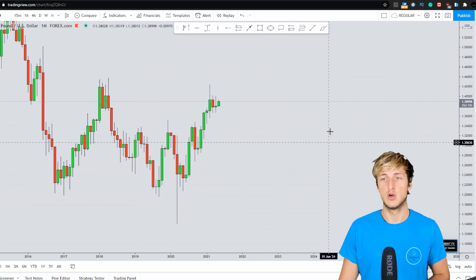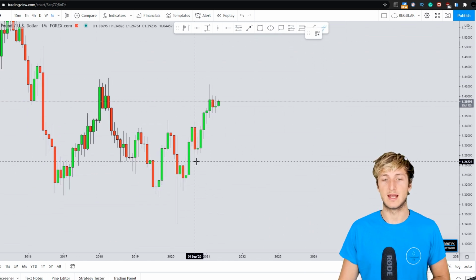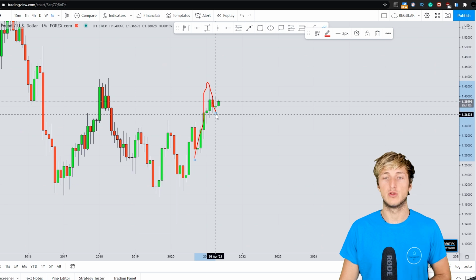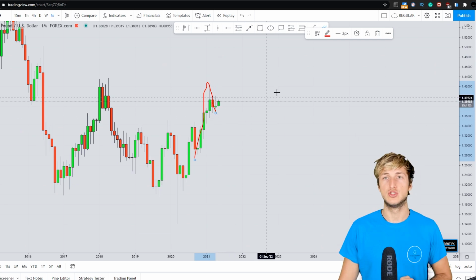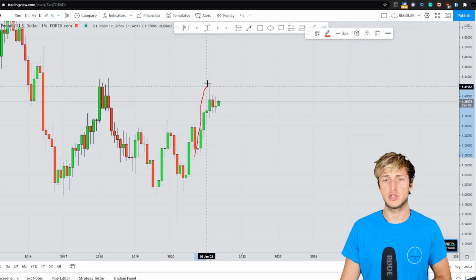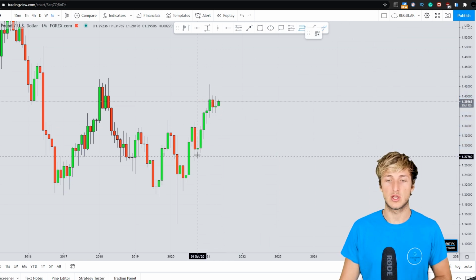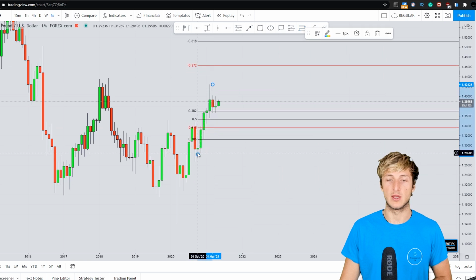Now here on the monthly, we have a market which has just provided a nice impulse to the upside, followed by this correction. Now, generally speaking, after the creation of an impulse, if you want to measure the correction, what you have to do is take your Fibonacci from the low to the high of the impulse.